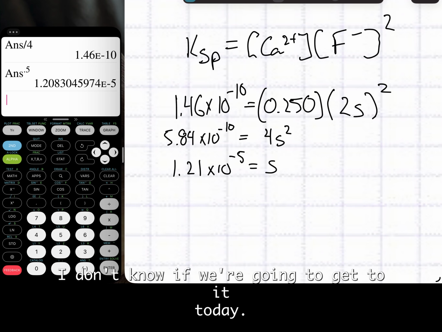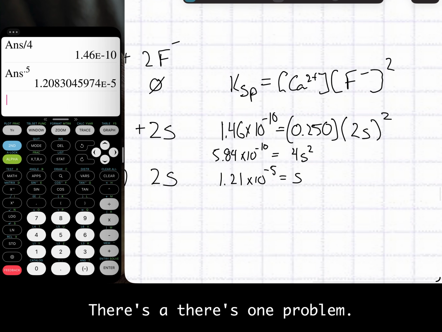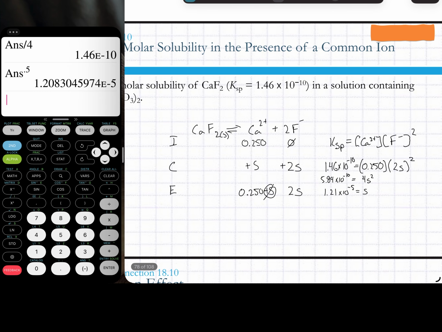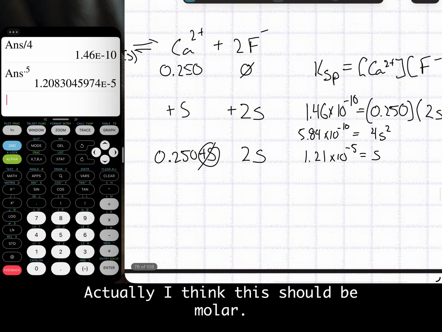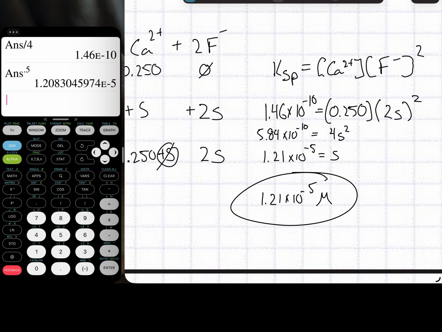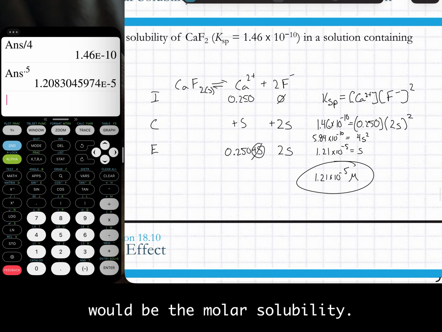I don't know if we're going to get to it today. There's one problem. Actually, I think this should be molar. So 1.21 times 10 to the negative 5 molar would be the molar solubility.